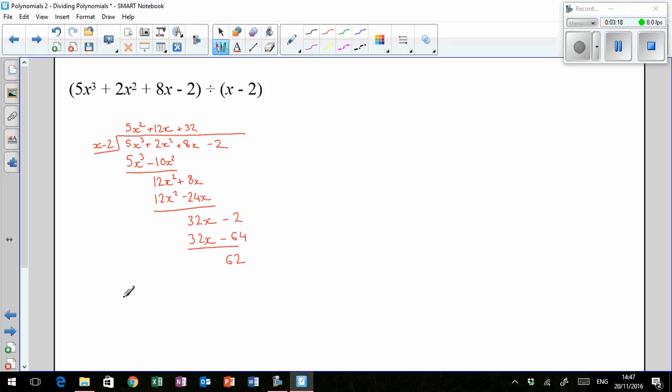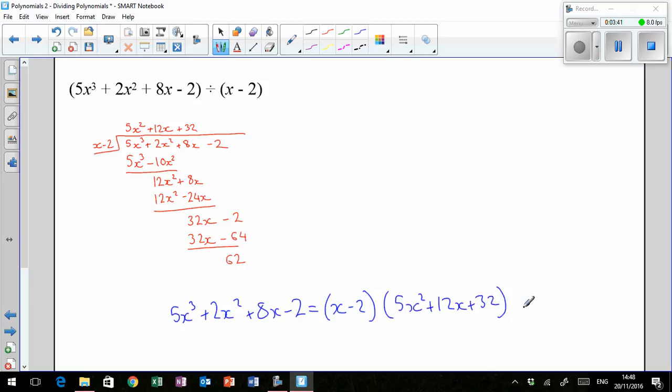And what that really means is, at the end of the day, your 5x cubed plus 2x squared plus 8x minus 2 is going to be equal to a divisor, which here was x minus 2. Your quotient, which is what we get when we divided, which was 5x squared plus 12x plus 32, and the remainder, which was 62.